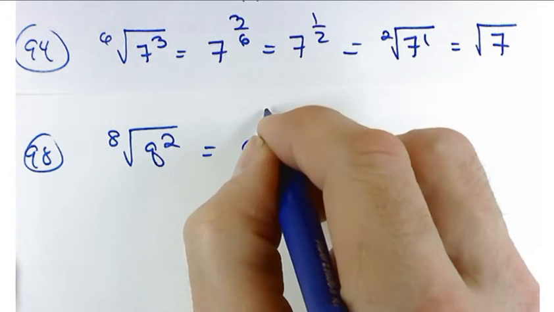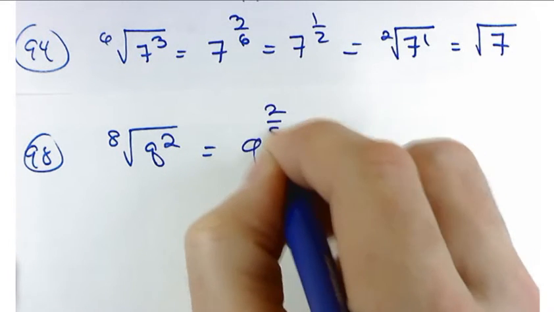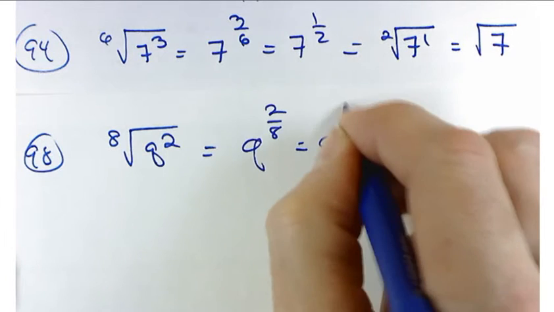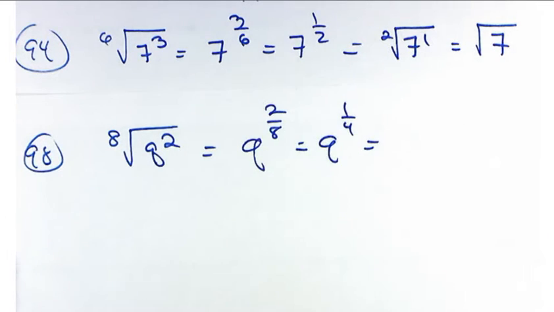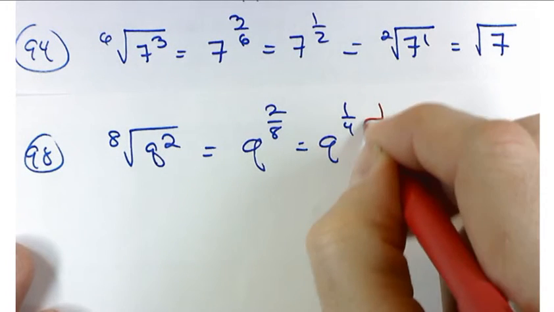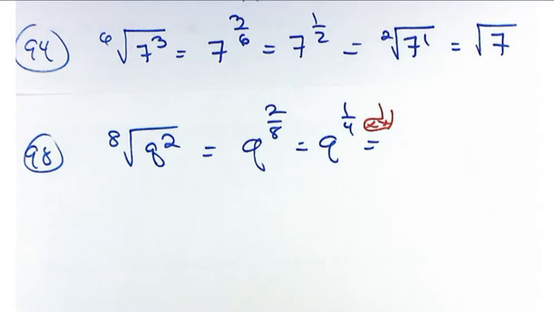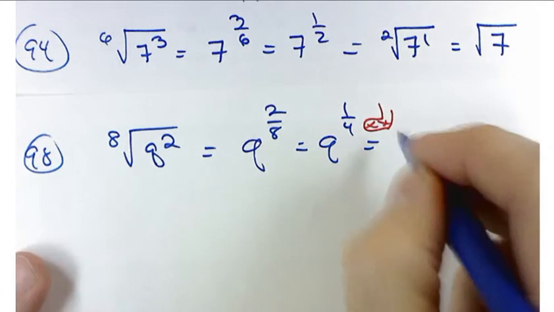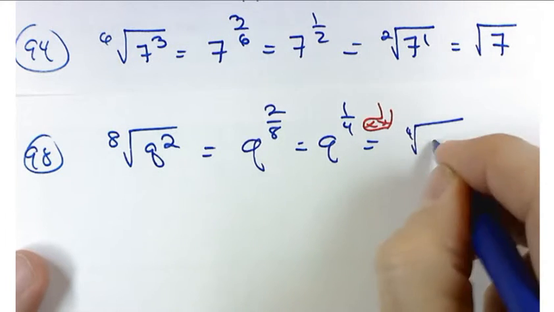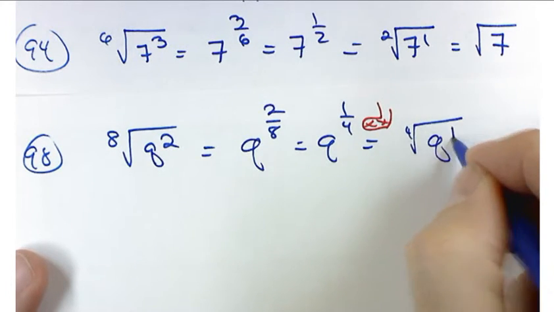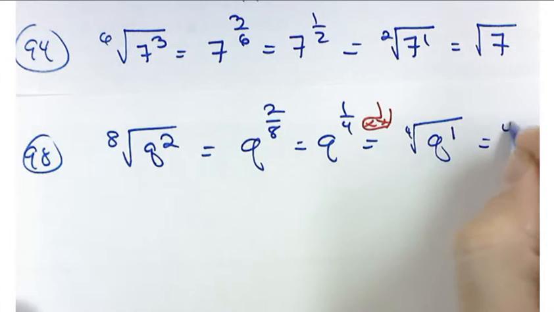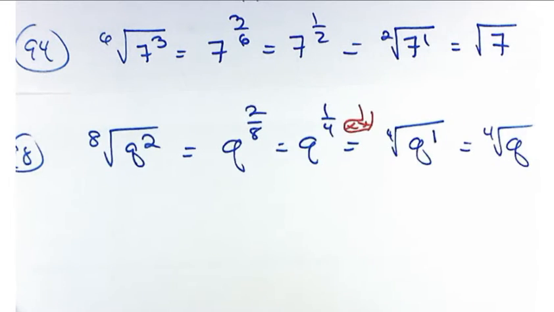So with exponents, that's q to the 2/8, better yet, q to the 1/4. And overall, what do we get? Something slides over. Go to the fourth root of q to the first power. Or better yet, just the fourth root of q.